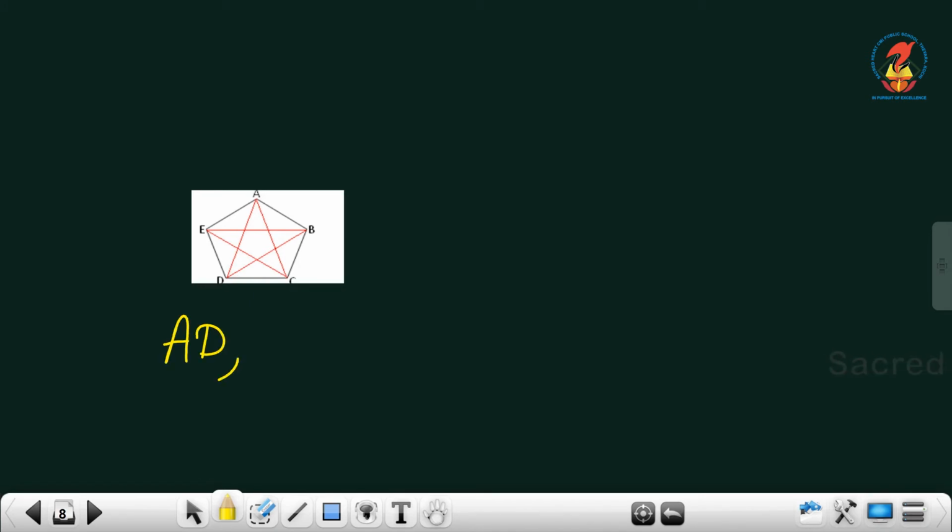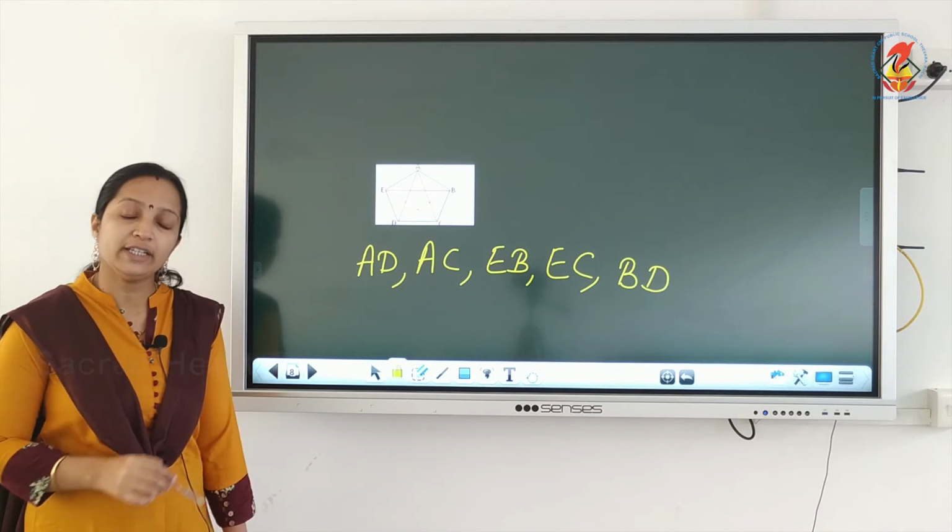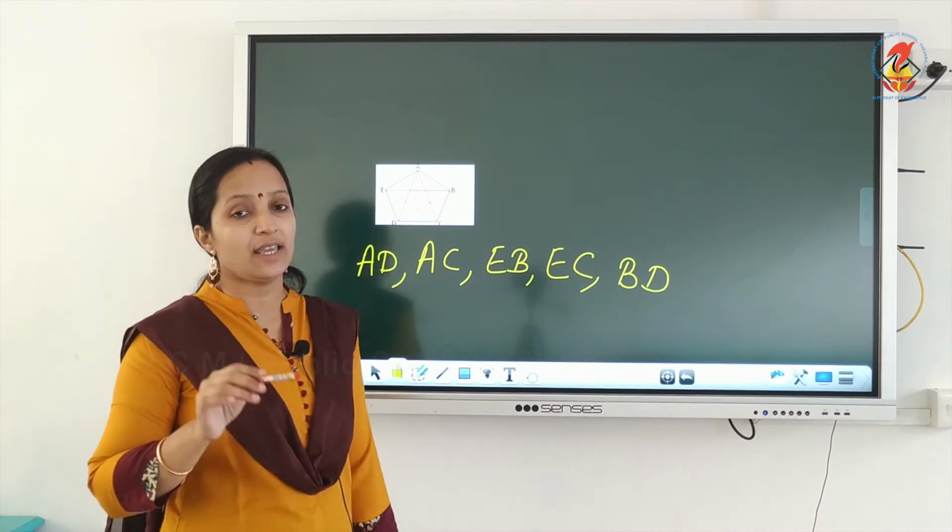AD is a diagonal, is it? Now which is the next diagonal? AC is a diagonal. Then EB is a diagonal. Then EC is a diagonal. Then you can say BD is a diagonal. Okay. So joining of any two non-adjacent vertices is a diagonal.